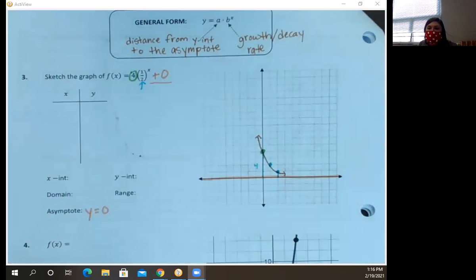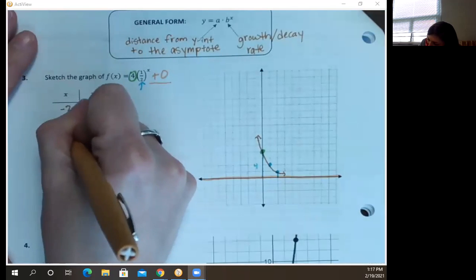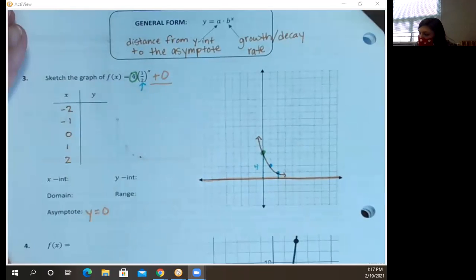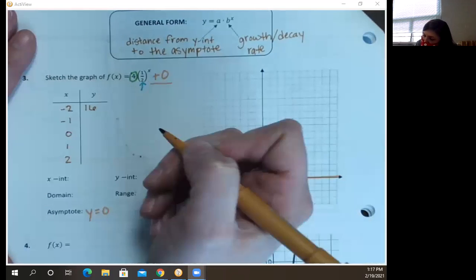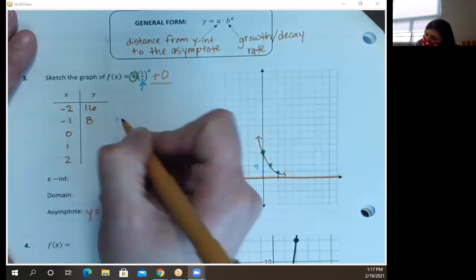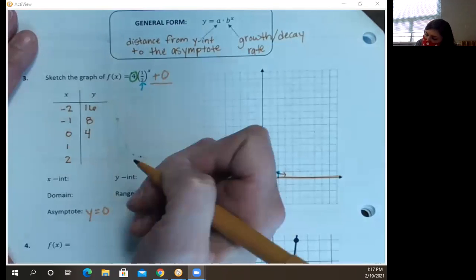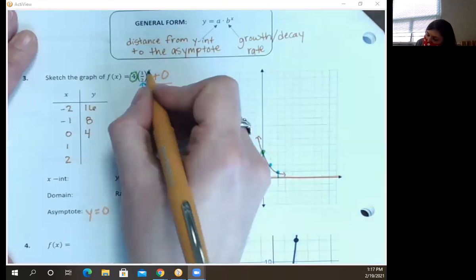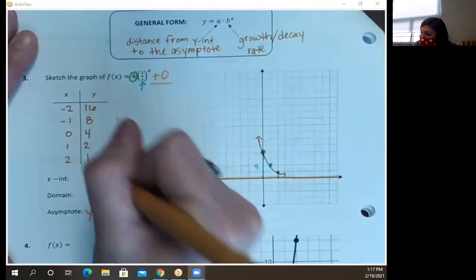Now let's compare this to what we would get in our table. So if I pick those same x values I've been picking, -2, -1, 0, 1, 2. If I plug in -2 for x here, I would get 16. If I plug in -1 for x, I would get 8. If I plug in 0 for x, I would get 4. If I plug in 1 for x, I would get 2. If I plug in 2 for x, I would get 1.